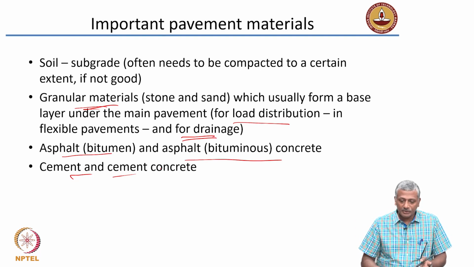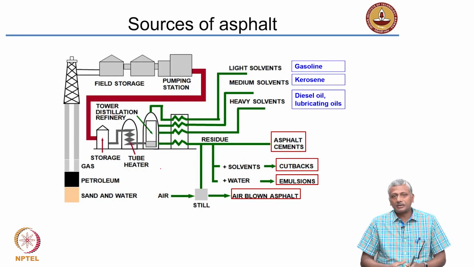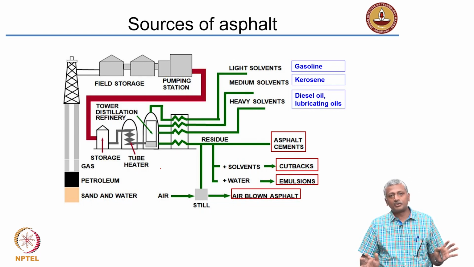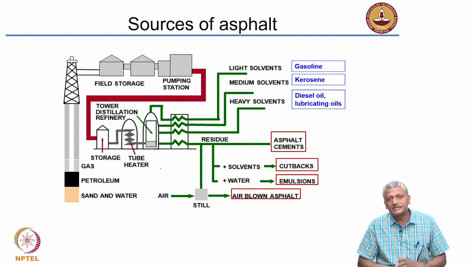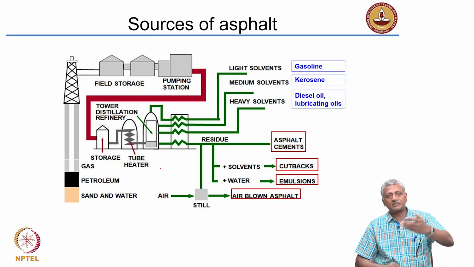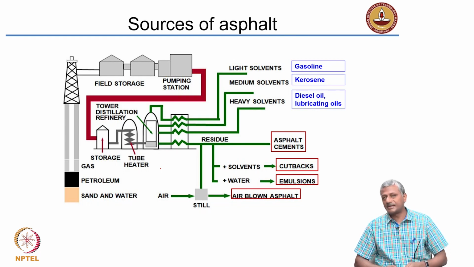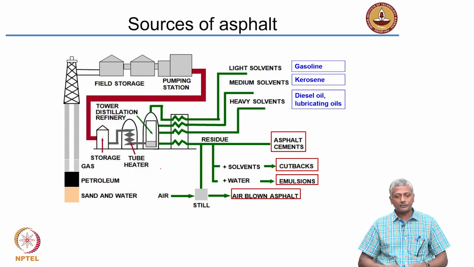Okay. So, now we have to understand what is asphalt, how is it made, and what are its properties. We talked about cement extensively before, so I am not going to touch upon the same thing here. Cement concrete for a building is the same as cement concrete for a pavement. It is designed and produced in the same way. So, let us talk a little bit about asphalt concrete.